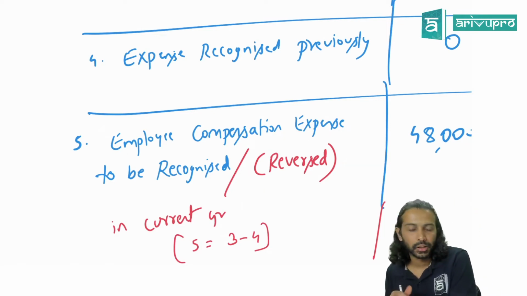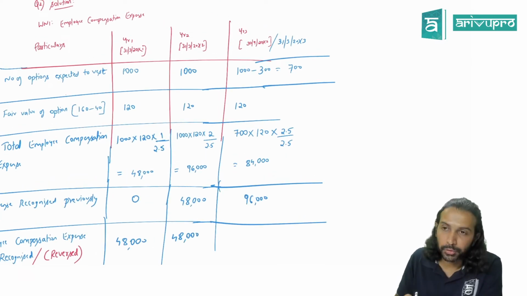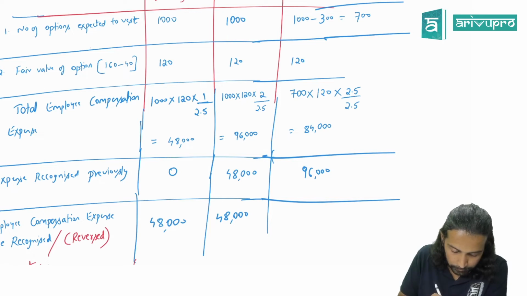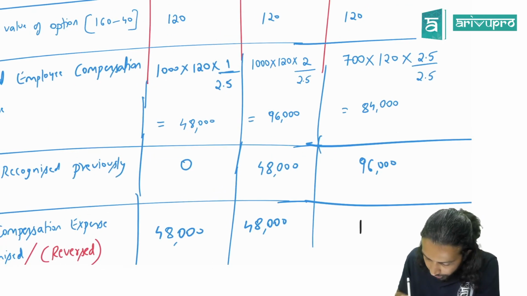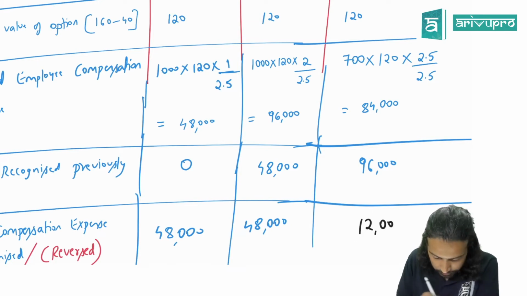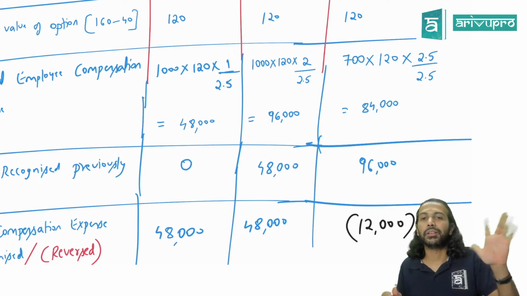That's it. So 3 is how much, sir? For the last column, 3 is 84,000. 4 is how much? 96,000. That means the final number, what are you getting? 12,000 of what? Recognition or reversal? Positive or negative number? Positive number means recognition. Negative number means reversal. Here it's a case of reversal, meaning 12,000 expense you need to reverse.